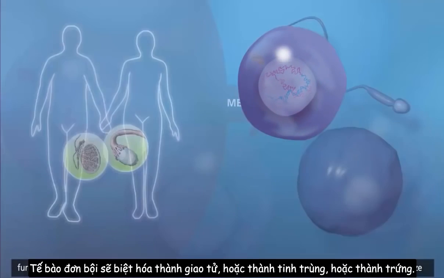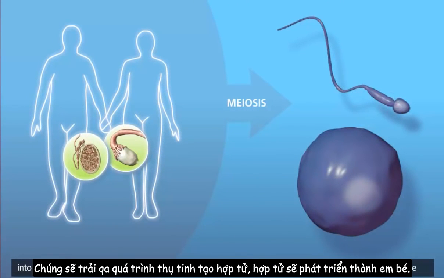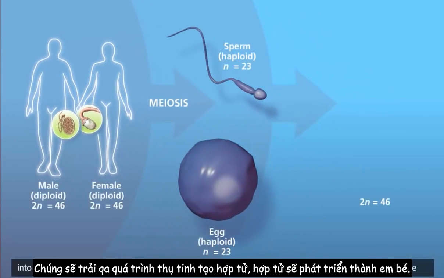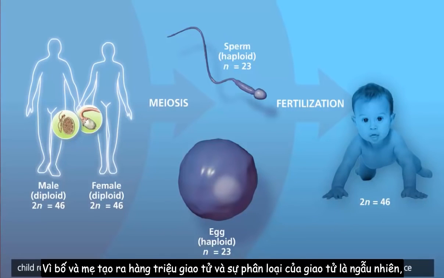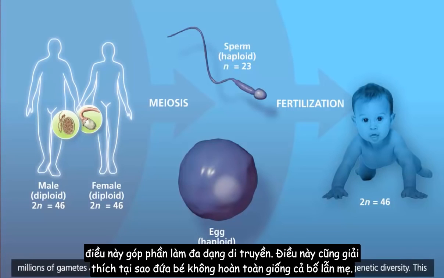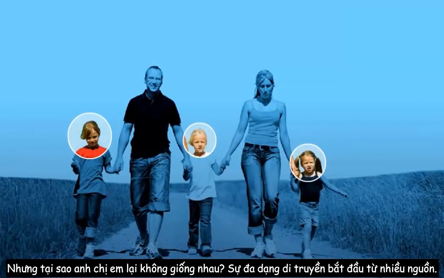The haploid daughter cells will specialize into gametes, either sperm or egg. These fuse in fertilization to form a zygote, which will grow into a child. The child receives half its chromosomes from its mother and half from its father. Because men and women produce millions of gametes, and the selection of gametes in fertilization is random, this contributes to genetic diversity. This explains why a child isn't identical to either parent. But why aren't siblings identical?